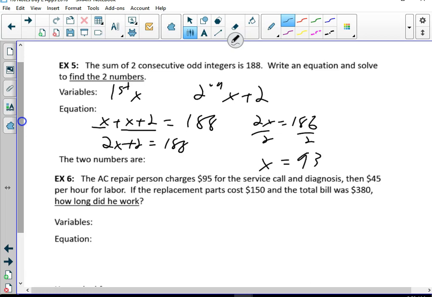Am I done? No. If 93 is my first number, what's my second number? 95. And if you add those two up, 3 plus 5 is 8, 9 plus 9 is 18, 188.